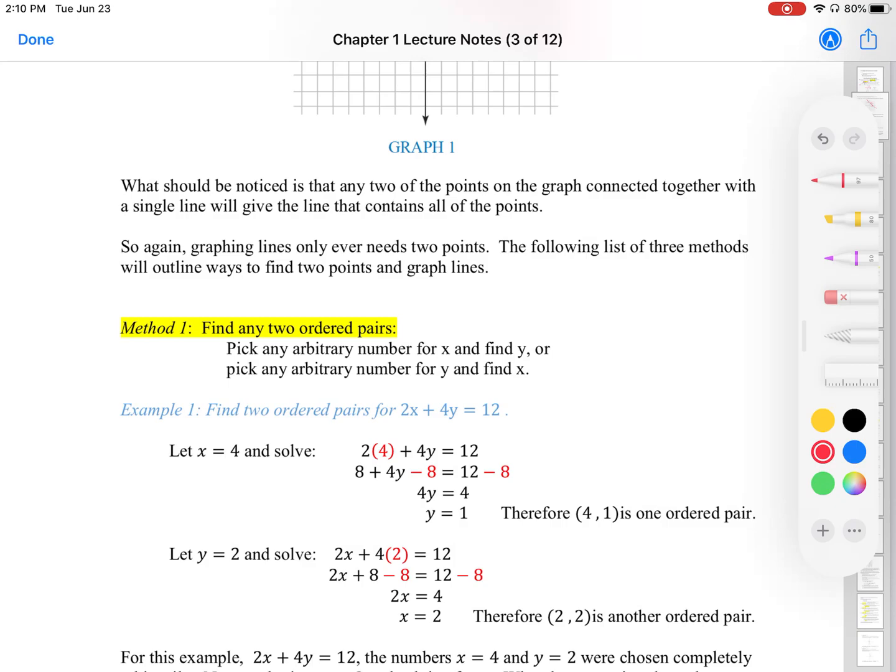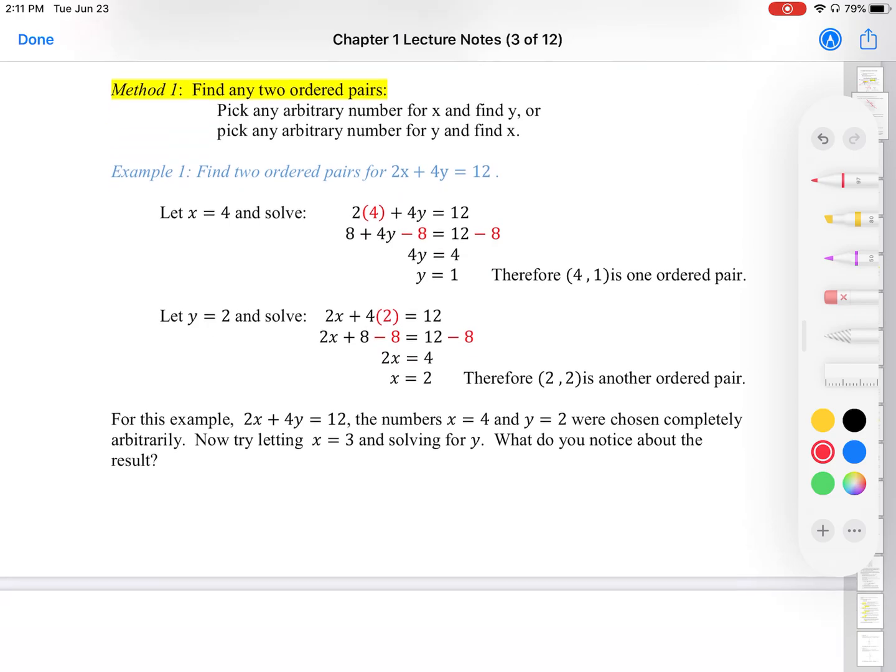What should be noticed is that any two of the points in the graph connected together with a single line will give the line that contains all the points. So again, graphing lines only ever needs 2 points. The following list of 3 methods will outline the ways to find 2 points and graph lines.